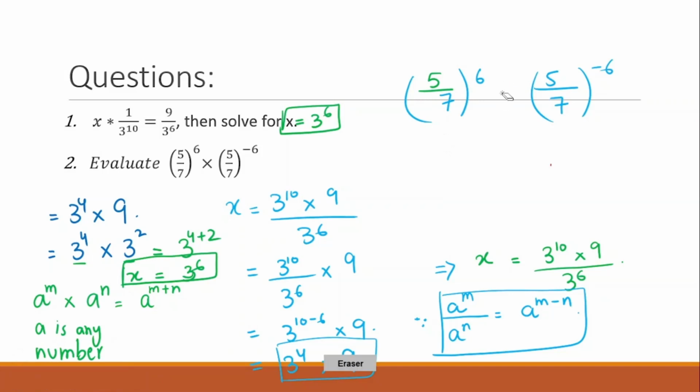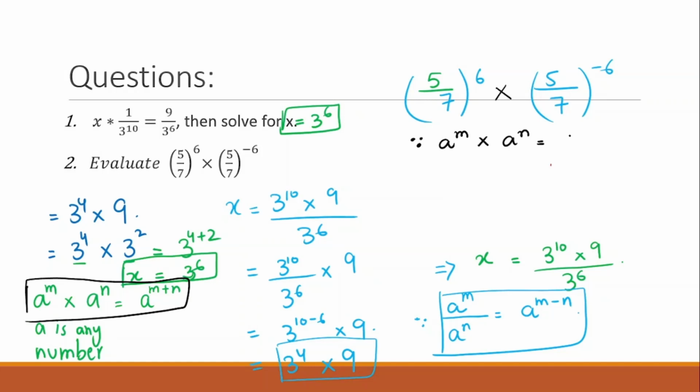this is the multiplication in between them, okay? So this is the same thing, right? If you recall the product rule, this is the product rule. I'm just writing the product rule again: a to the power m multiplied by a to the power n equals a to the power m plus n.